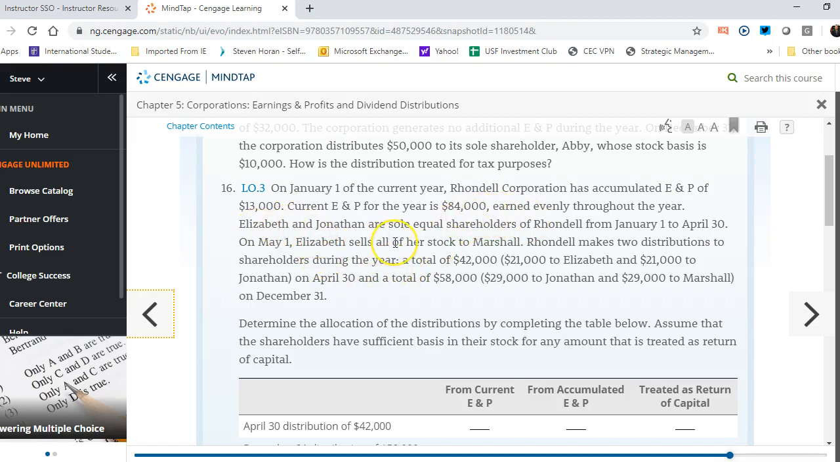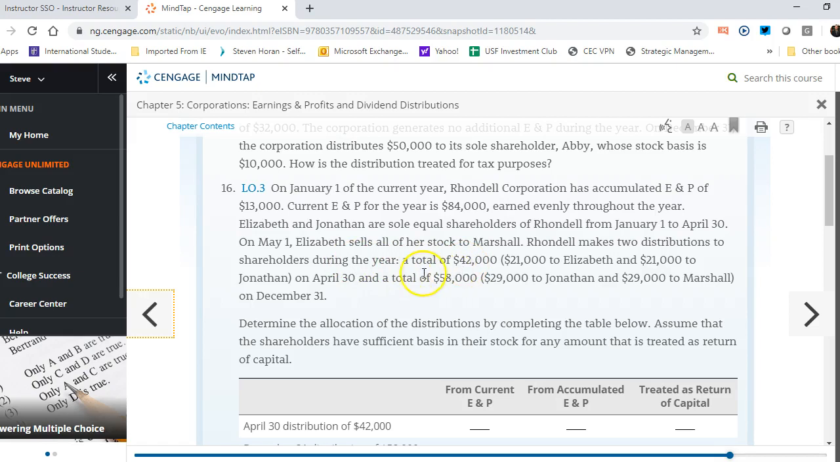And then Elizabeth and Jonathan are the sole shareholders of Randell from January 1 to April 30. So for 4 months, Elizabeth and Jonathan were the two owners. On May 1, Elizabeth sells her share of stock to Marshall. So Marshall now is the new person along with Jonathan from May 1 to the rest of the year. So during the year, they make two distributions.